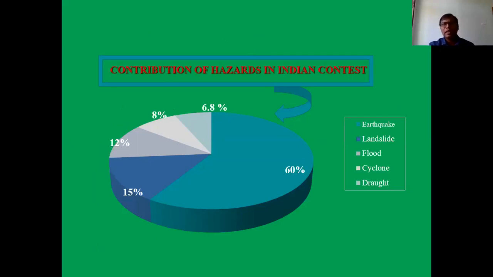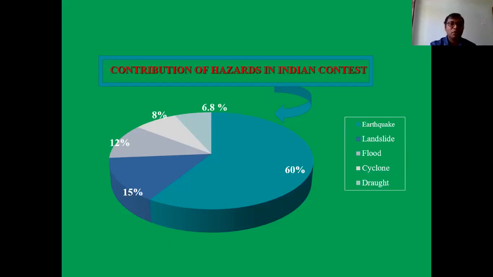Now, in the Indian context, what is earthquake generating and creating destruction? Around 60% of the hazard is highly affecting the whole country, according to the Indian scenario. And 15% is landslide, responsible for disaster or generating a hazard. Flood is around 12%, cyclone is 8%, and drought is around 6.8%.